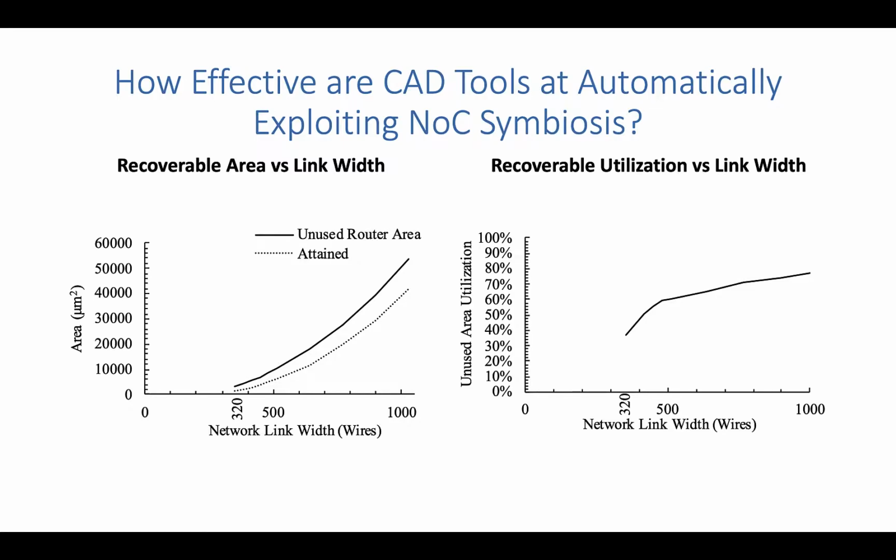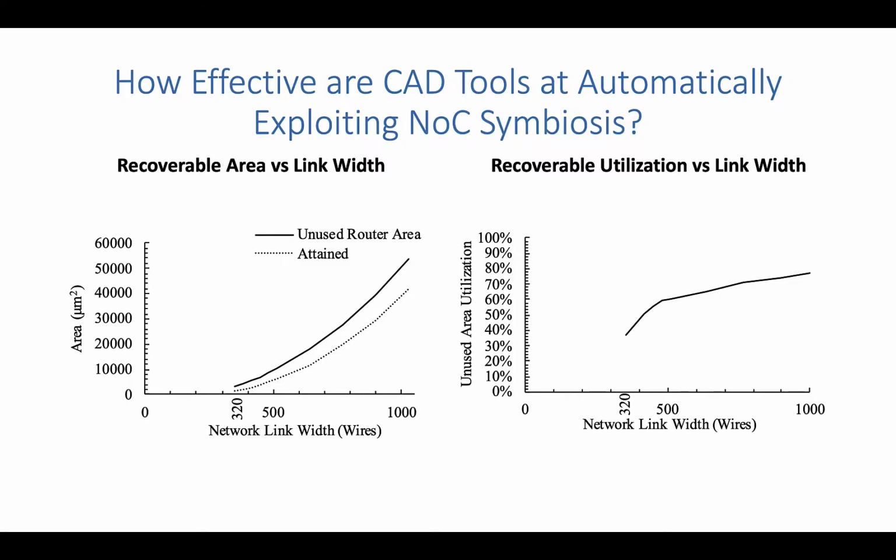On this graph, we show two lines. First, in black, is the unused router area. This is the total router area minus the standard cell area. Effectively, the area that wasn't used by the router. The dotted line we call the attained area. In this experiment, we inserted additional logic and measured how much we were able to insert. As you can see, as the network link width increases, the unused router area increases. And so too does the attained area.